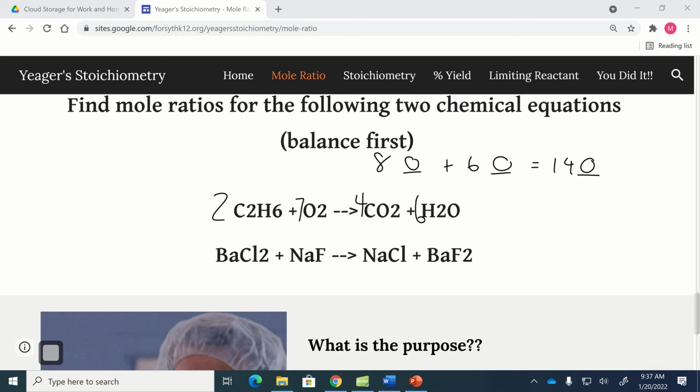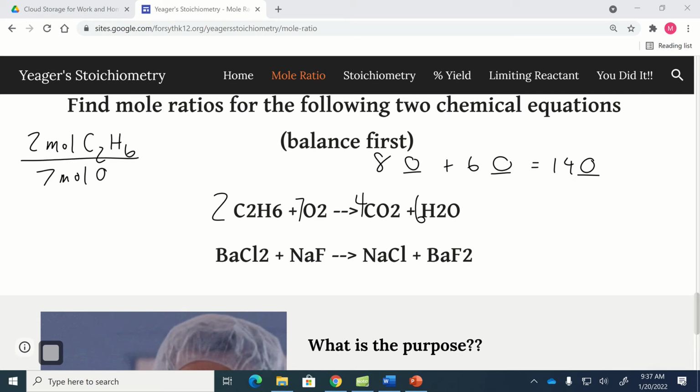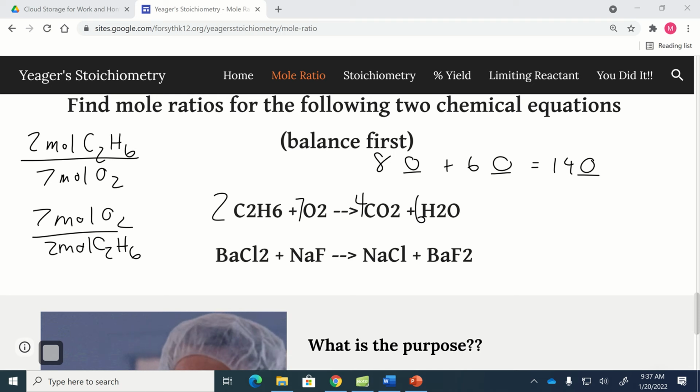So what would be my mole ratios? My mole ratios in this would be 2 moles C2H6 over 7 moles O2. That would be one of my mole ratios. Or vice versa. I could say 7 moles of O2 over 2 moles of C2H6. But I just leave it that way. Don't solve. This is not like, please solve this. It's not 3.5. You know, 7 divided by 2 is 3.5. No. These are the conversion factors, just like we've done with molar mass, just like we've done with particles.